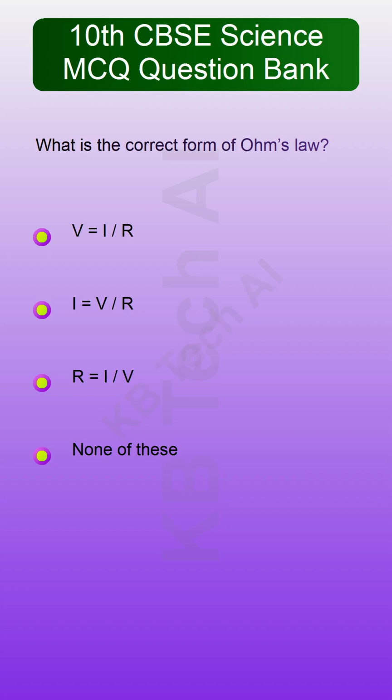What is the correct form of Ohm's law? Option 1, V equals I divided by R. Option 2, I equals V divided by R. Option 3, R equals I divided by V. Option 4, none of these. The answer is Option 2, I equals V divided by R.